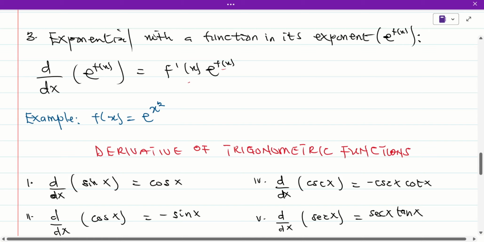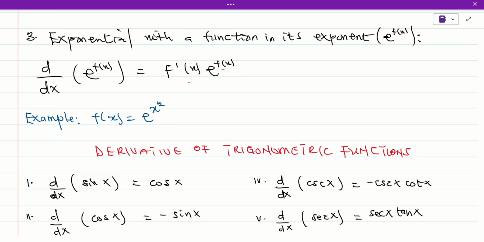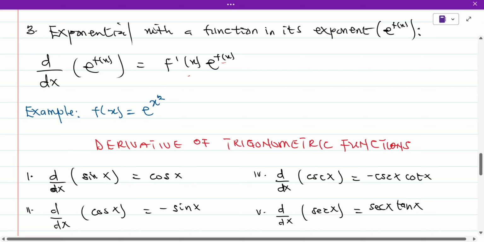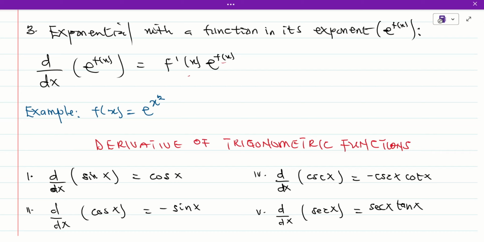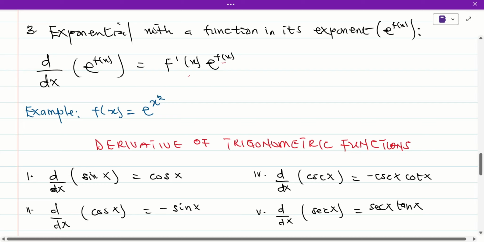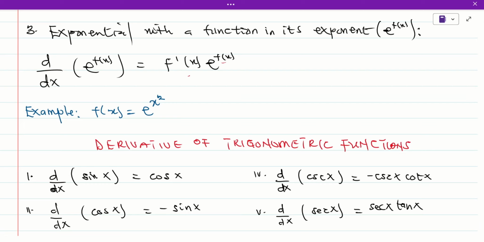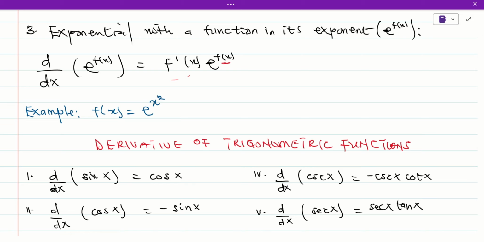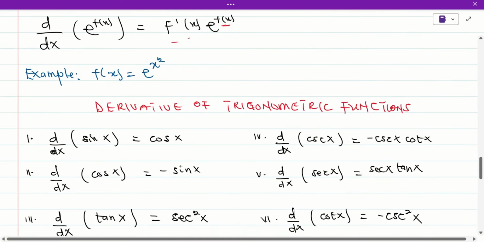And you also have the exponential with a function in its exponent, e exponent f of x. So whenever you are given e carrying a function, say f of x, as I explained earlier, you differentiate the function that e is carrying, you bring it in front here, then you write e with the original function that was given to you. Do you get it?